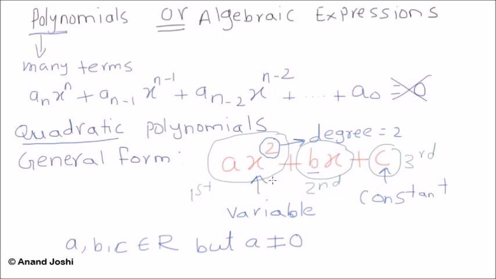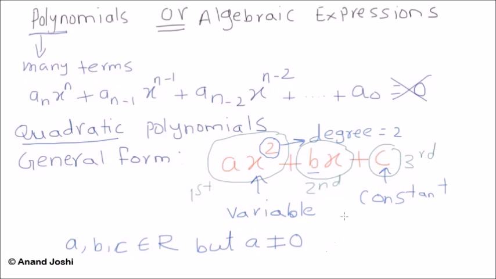So for a quadratic polynomial, the degree is 2. There are 3 terms. A, b and c are constants. A is the coefficient of x square, b is the coefficient of x, and c is a constant, where a, b, c can assume any real values except a cannot be equal to 0. A can be any number. A can be 1, a can be negative, a can be positive, but cannot be 0. Also, b and c can assume any value.